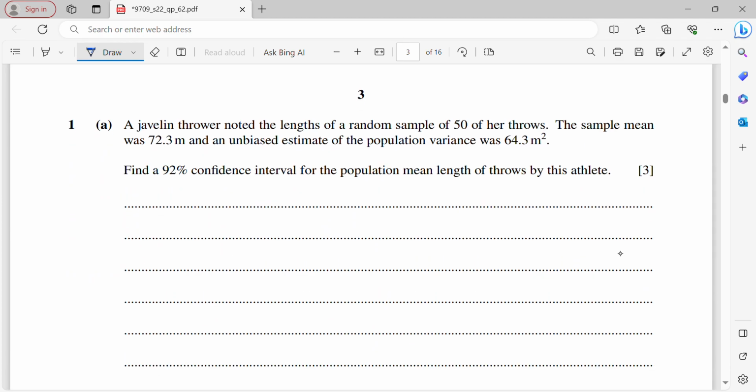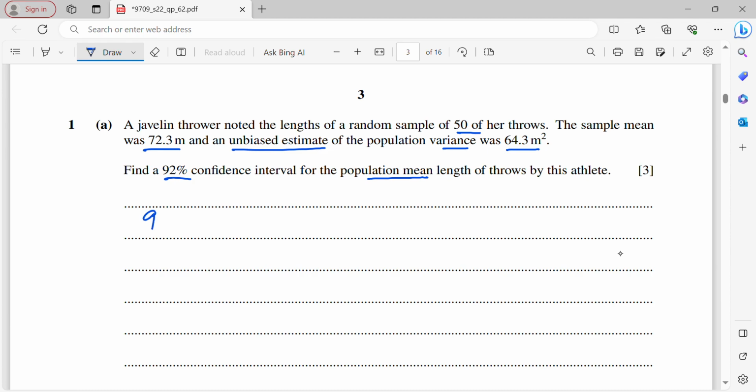Question number 1A. A javelin thrower noted the length of a random sample of 50 of her throws. The sample mean was 72.3 meters and an unbiased estimate of the population variance was 64.3 meters squared. Find a 92% confidence interval for the population mean length of throws by this athlete.